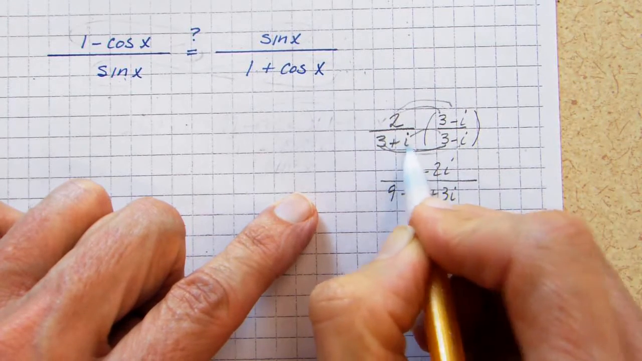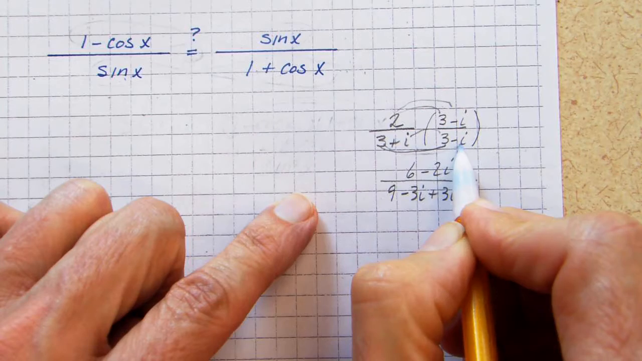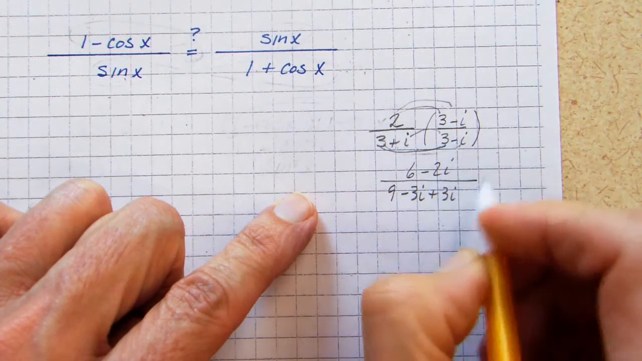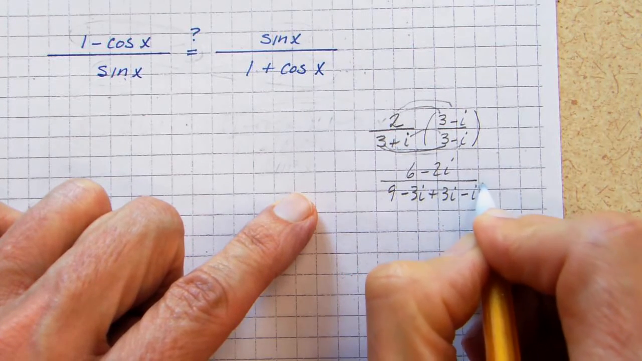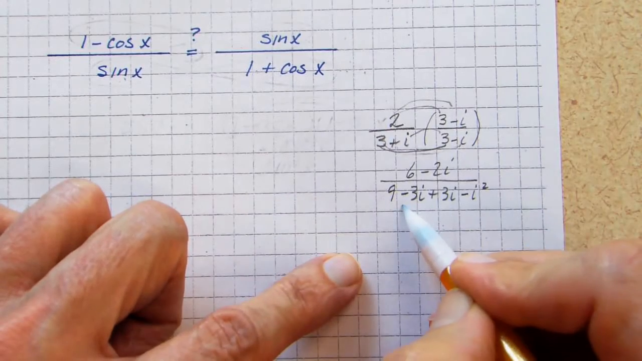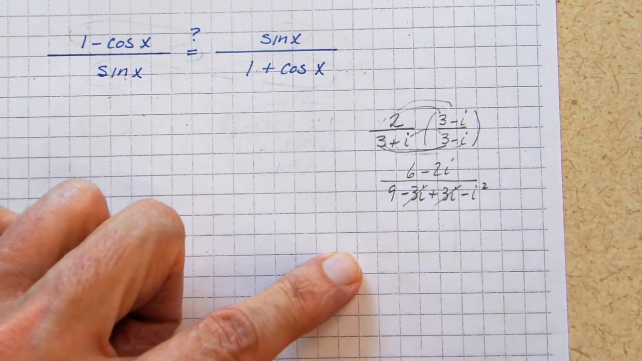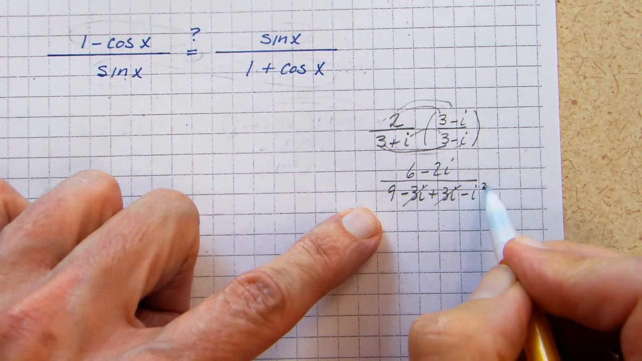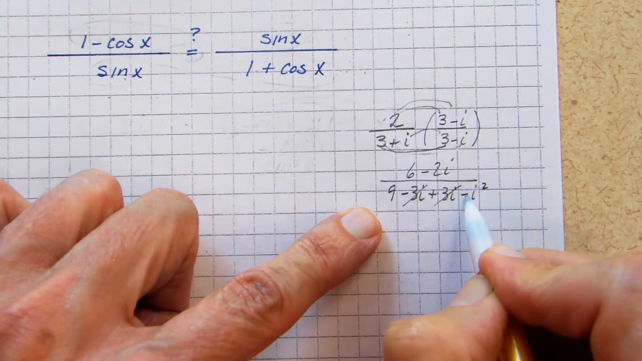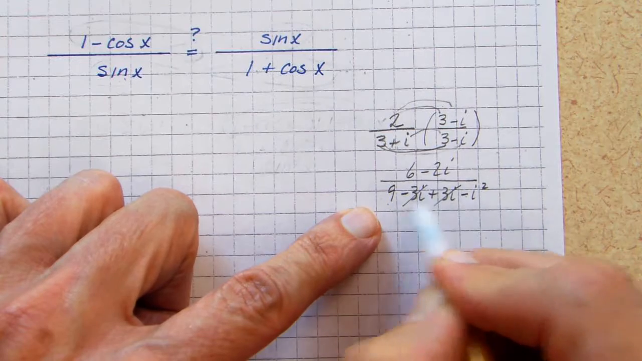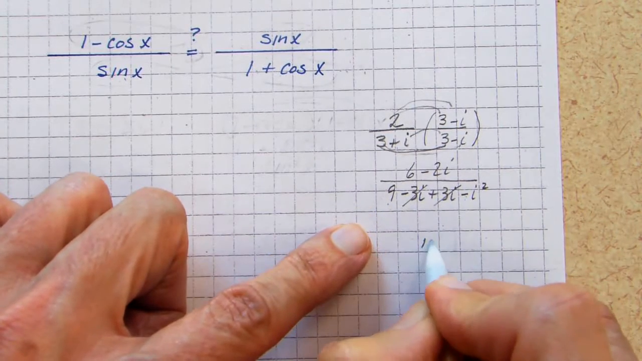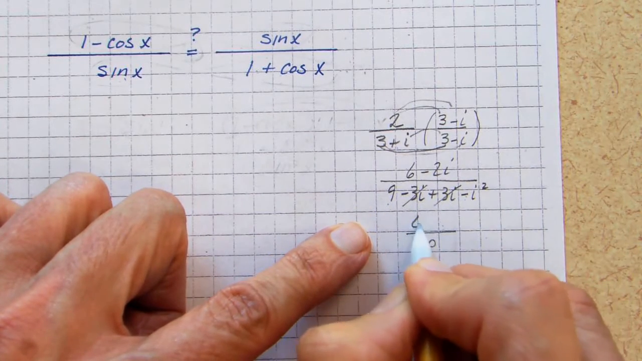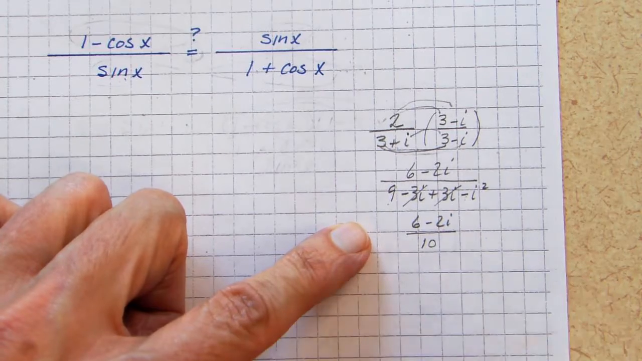And let's see, i times i is i squared, so it's negative i squared. Well, these will cancel out. They offset one another. And this is negative 1 with a minus 1 here. That would be 9 plus 1, which is 10. And so you'd have 6 minus 2i over 10.